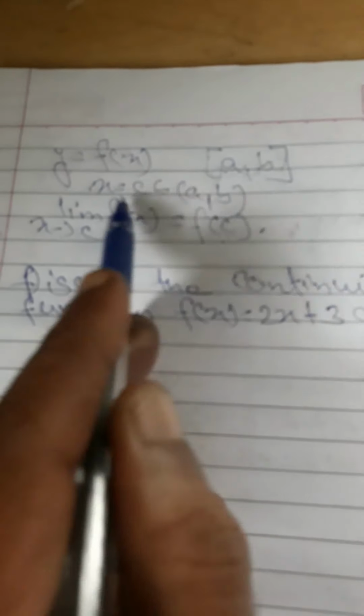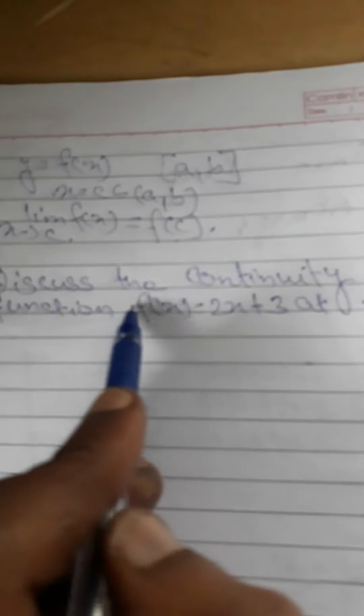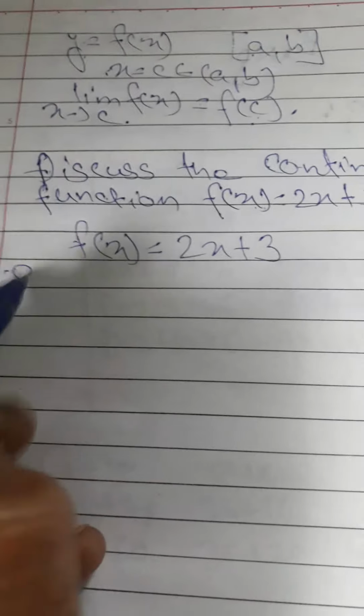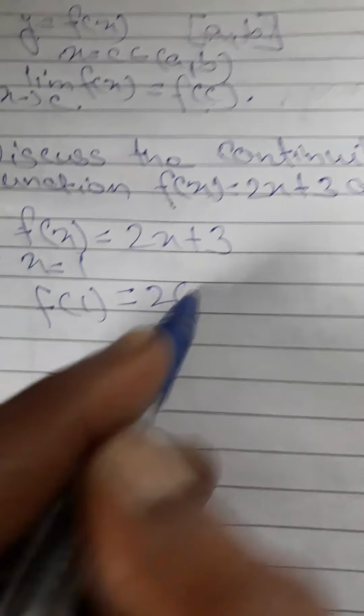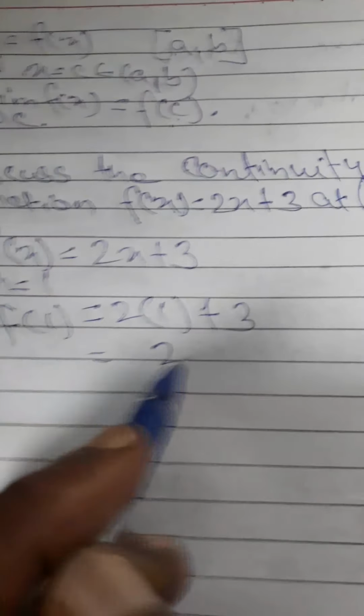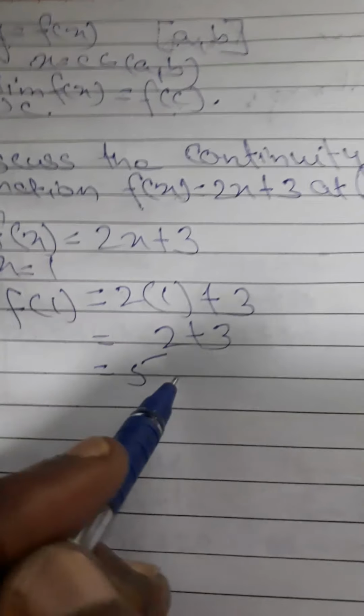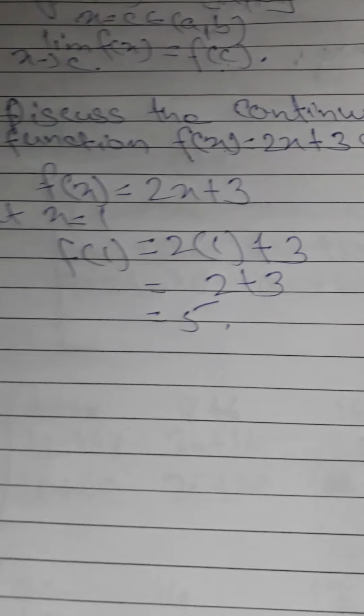So here c value is 1 and here they have not given the interval, so the interval will be for all the real numbers, for all x belonging to R. So first what I will do is consider this function f of x is equal to 2x plus 3. Now at x is equal to 1, what is the value of this function? It is 2 into 1 plus 3, which is 2 plus 3, that is equal to 5. So here f of 1 will be 5.